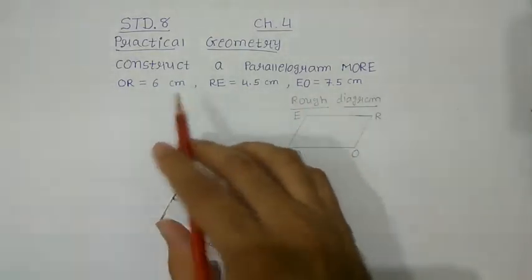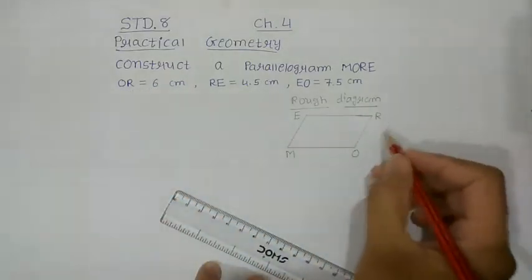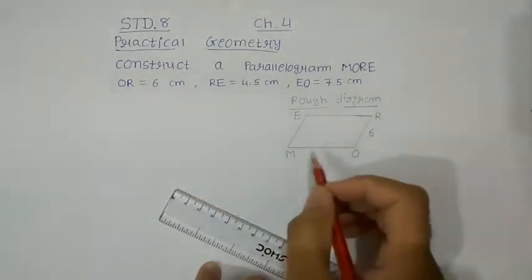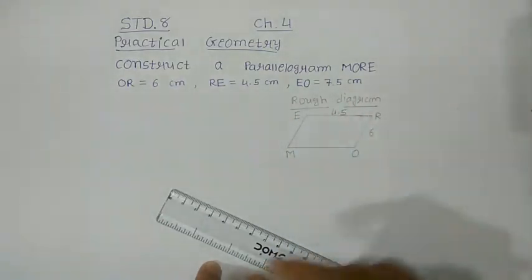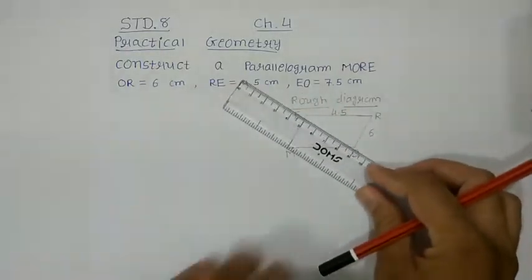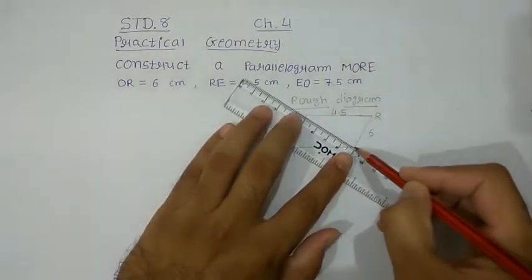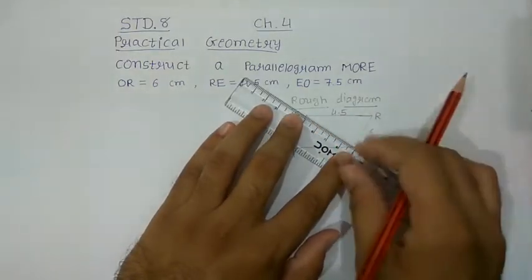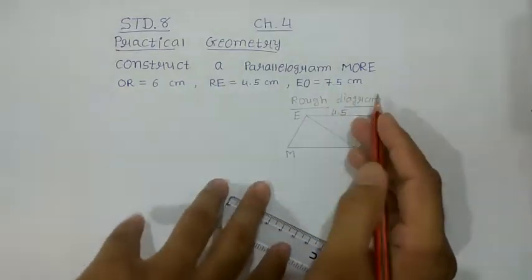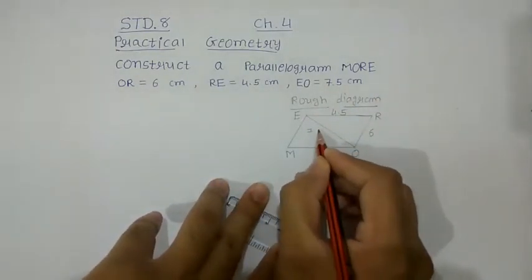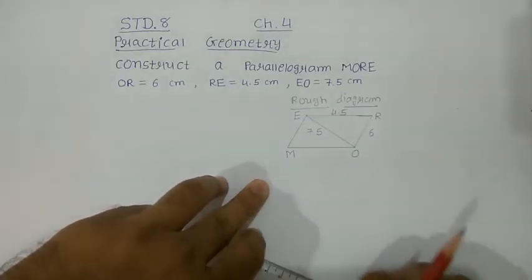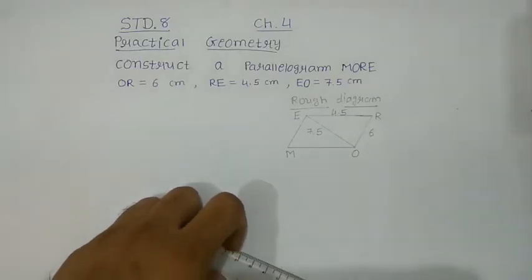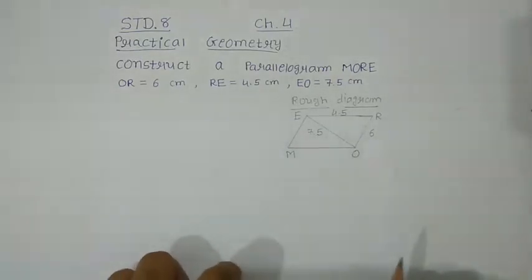And which dimensions have we been given? See, OR is equal to 6 centimeter, RE is equal to 4.5 centimeter, and one of the diagonals, EO, is given, and that value is 7.5 centimeter. So this is the rough diagram because we do not take the actual dimensions. Now we will construct this parallelogram by taking the actual measurements.